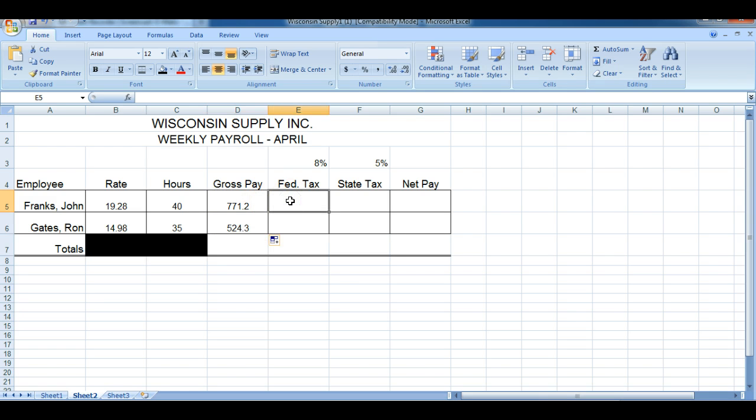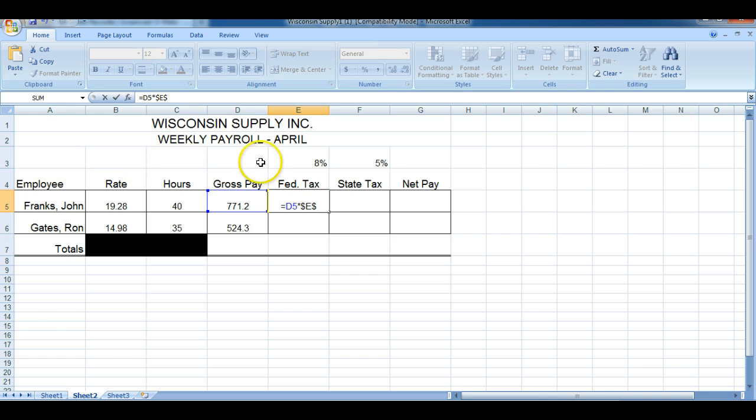Okay, here we go. We're going to do our federal tax now. Equal sign, gross pay, times, now remember, we have to freeze it. Dollar sign. Okay, the 8% is in column E. Oops, I have a mistake there. Sorry about that. Should be dollar sign E. So make sure that's correct on yours. It's D5 times dollar sign E, dollar sign.